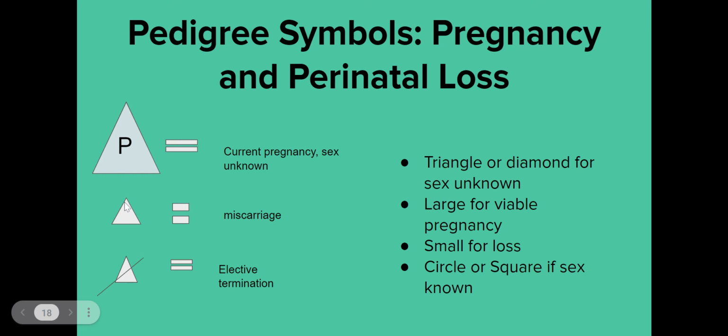If we want to indicate perinatal loss, that circle or that diamond will be smaller than all the rest. It has to be visually smaller so that we understand that it is a loss and not a living pregnancy. If it's just a plain circle or triangle, that means a miscarriage or spontaneous loss. Could be a stillbirth, but it's a spontaneous loss. If there is a slash through it, it is an elective termination of pregnancy.